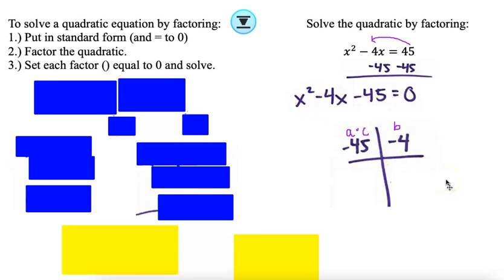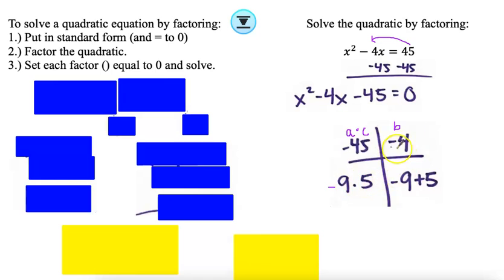So I'm trying to figure out what multiplies to get the number negative 45 and will add to get the number negative 4. The only thing that multiplies to get 45 is 9 times 5. Now, how do I multiply and get a negative number? Well, one of these numbers has to be negative. So we can kind of guess and check. If I put a negative in front of the 9, what is negative 9 plus a 5? Well, that actually gives me my answer of a negative 4.